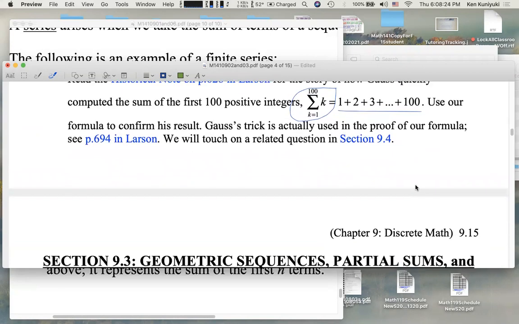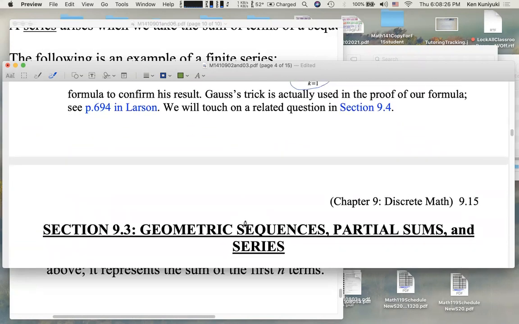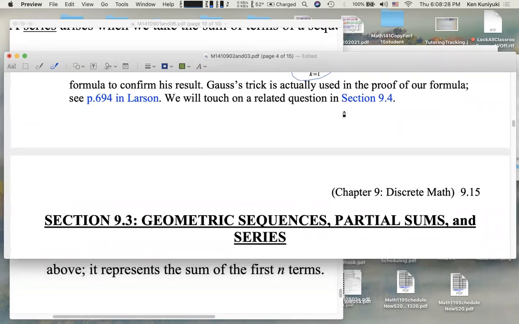Okay. Next up, geometric sequences, partial sums, and series. Try to guess what we do here for geometric. And these are actually much more important than arithmetic in calculus, and we'll see why.